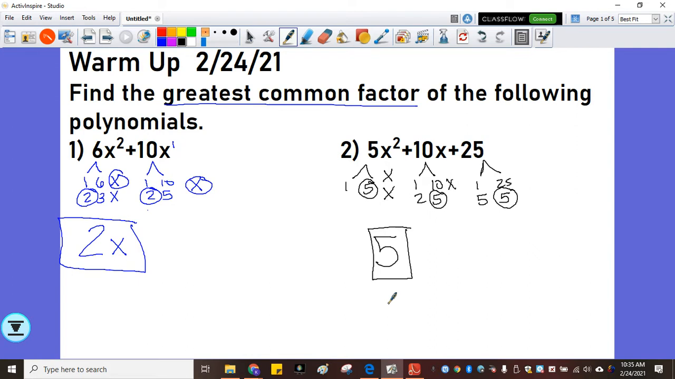That's it. That's just reminding you how to find greatest common factor, and then we're going to use that later.